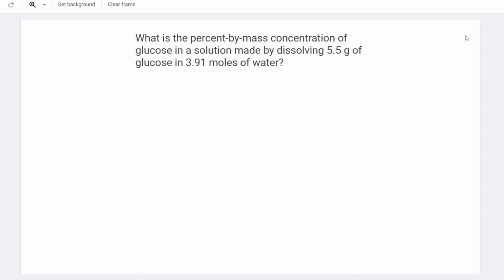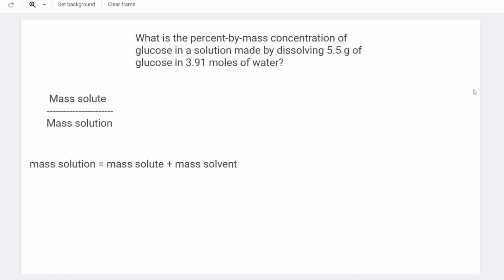Now, let's look at the problem we have here. What is the percent by mass concentration of glucose in a solution made by dissolving 5.5 grams of glucose in 3.91 moles of water? Firstly, we need to understand that this equation is asking us for the mass of the solute over the mass of the solution. As for the mass of the solution, it's important to understand that it isn't simply the mass of the solvent for the 3.91 moles of water. It refers to the mass of the solute plus the solvent, which refers to the combination of both of them. So when you're finding the mass of the solution, you need to add 5.5 grams of glucose to the 3.91 moles of water to find the solution.